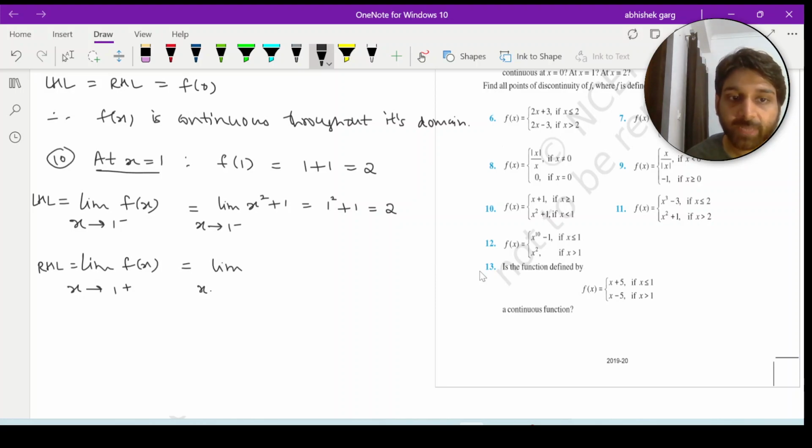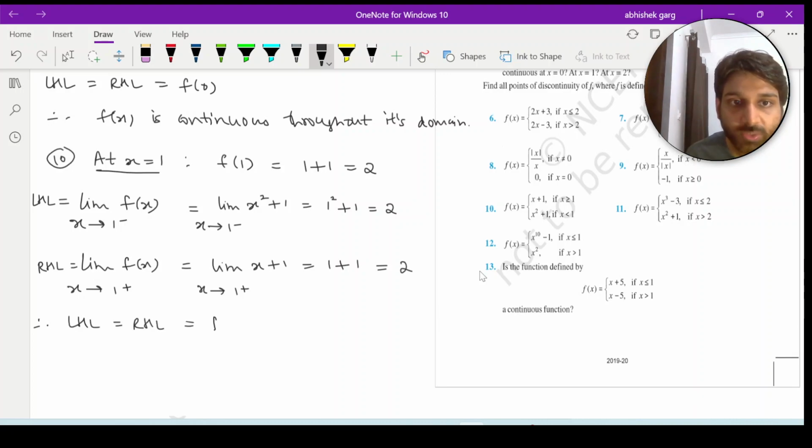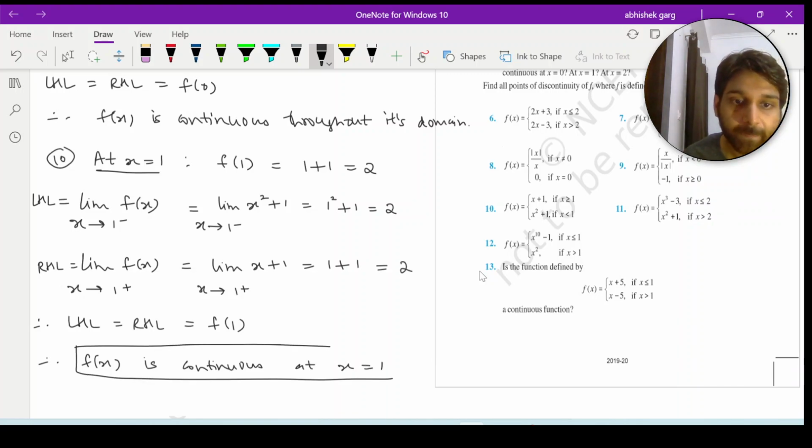Now let us calculate the right hand limit value. So this will be limit x tends to 1 plus. So for x greater than 1, the first one is applicable. Now we'll solve it by direct substitution. So you can see that all these are equal to 2. Therefore LHL is equal to RHL is equal to f(1), and therefore f(x) is continuous at which point? At x equal to 1. Correct. So this is our final concluding statement.